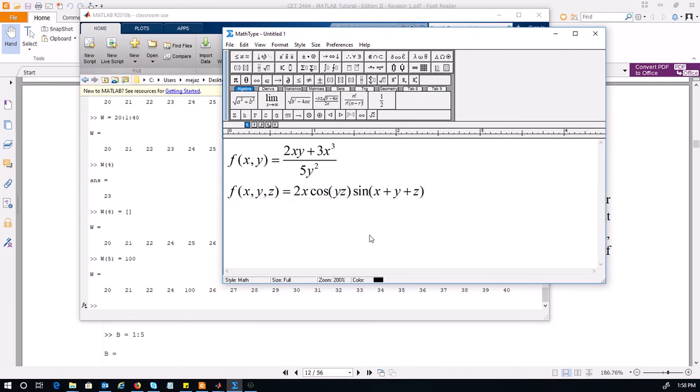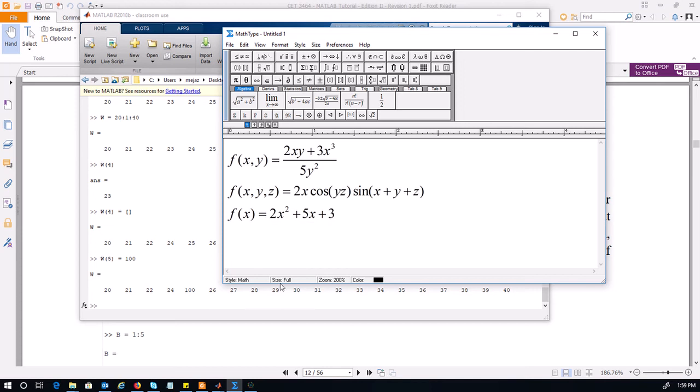Let's start with a simple equation, let's say a quadratic equation. So you have f of x equals 2x squared plus 5x plus 3. And then you want to evaluate this expression for multiple values of x. Let's say x goes from -5 to 10 with an interval of 0.2.